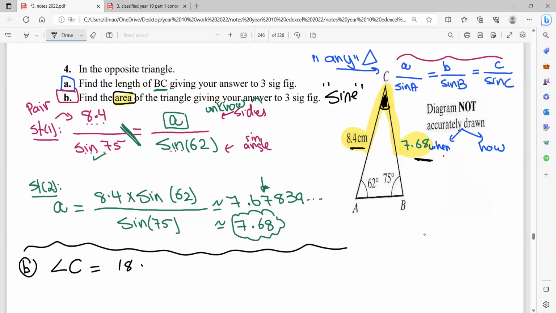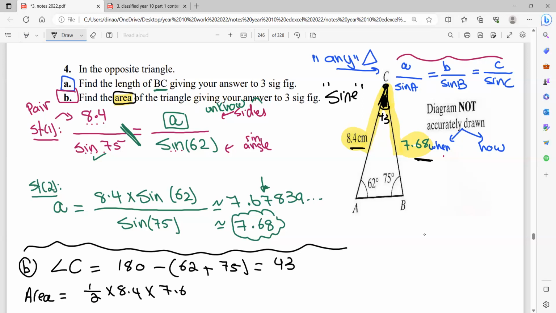So again, guys, if there is the option of calculating a missing angle, do it by 180 minus. As far as I remember it was 43, but let's redo it again. 180 minus 62 plus 75. So the answer is 43. This is the angle in between them, the angle at the intersection of the two sides. Now I can easily calculate the area by applying the rule: half times the first side times the second side times sine the angle in between.